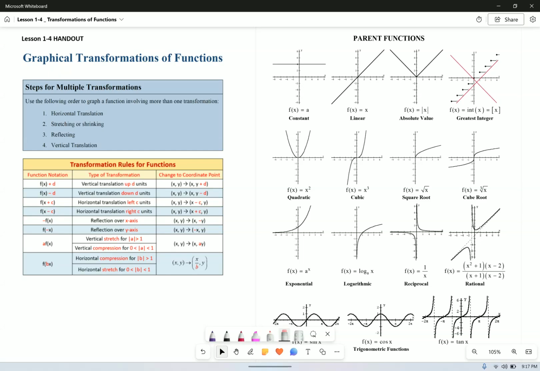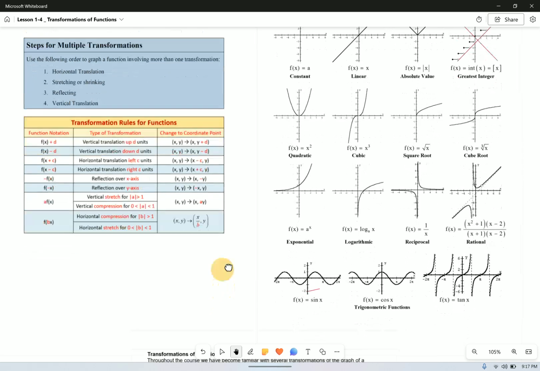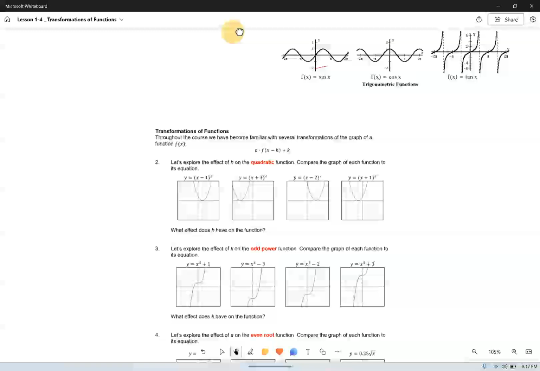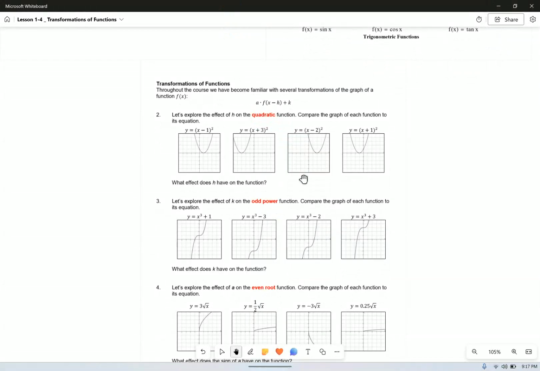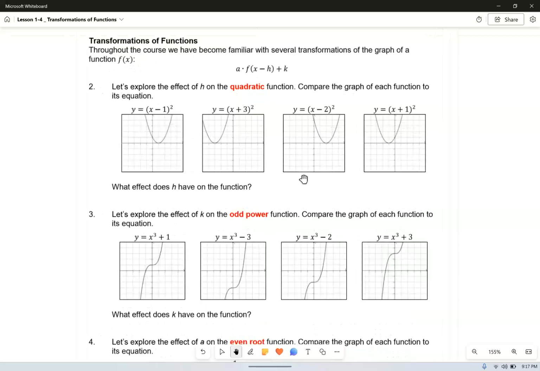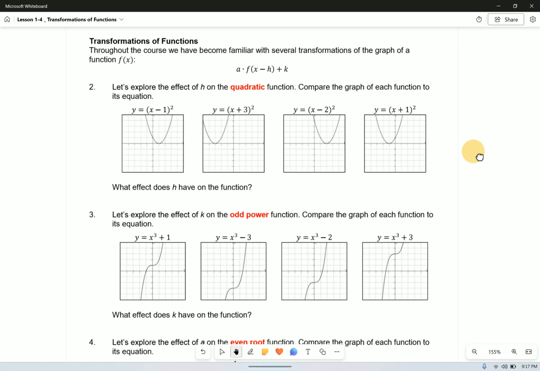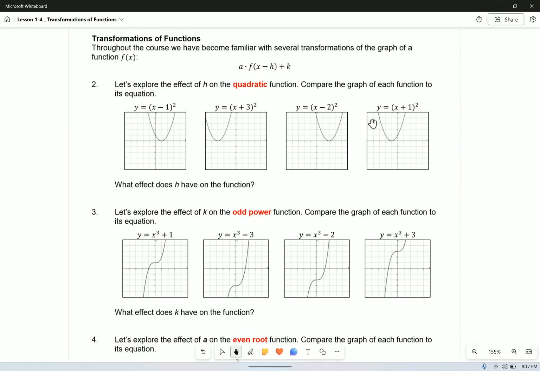All right, we're going to start the last lesson of Unit 1, Section 1.4, Transformations of Functions. You should have a handout with graphical transformations with some rules and steps, another handout with all the different parent functions that we are going to familiarize ourselves with this year, and last but not least, a note-taking guide, which I will increase in size right now. So let's start with this note-taking guide, and then we'll look at the reference material.